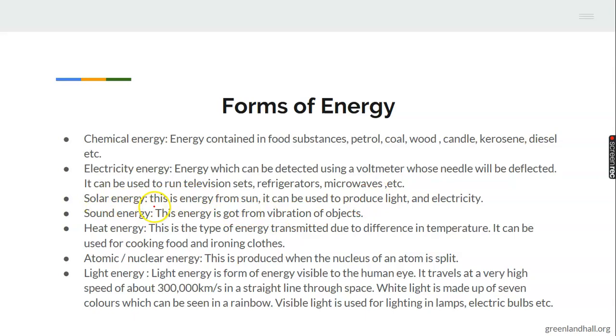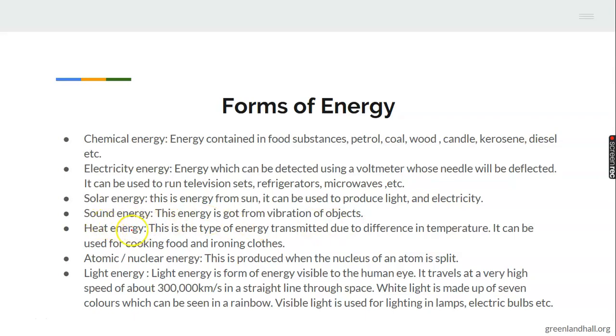Okay, solar energy, this is energy from the sun. As I said earlier on, it can be used to produce light and electricity. Sound energy, this energy is got from vibration of objects. When you hit an object or there is disturbance on an object, there should be a sound.